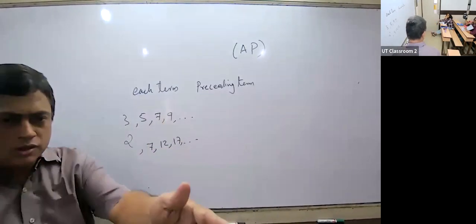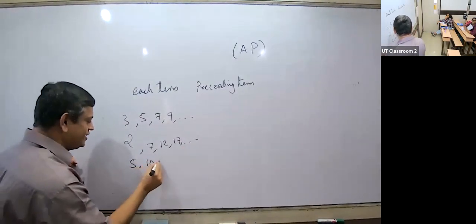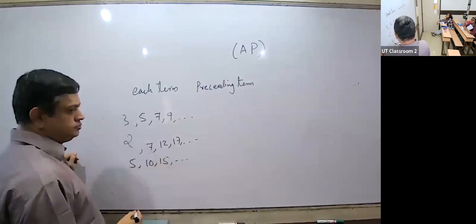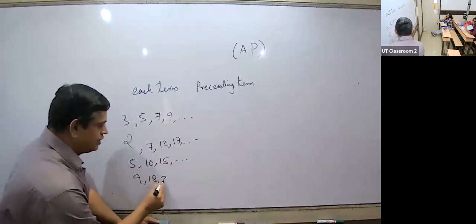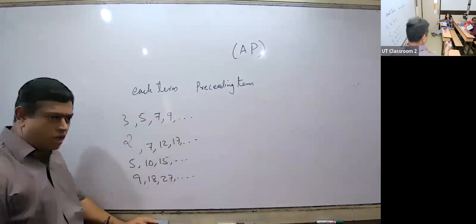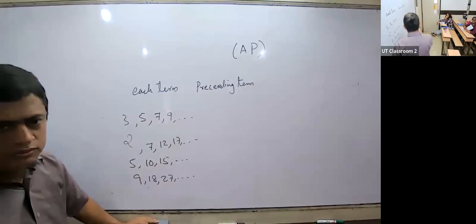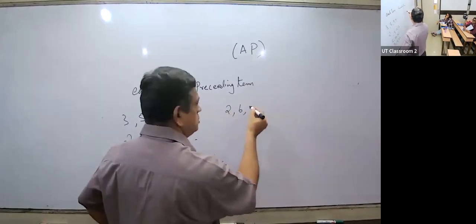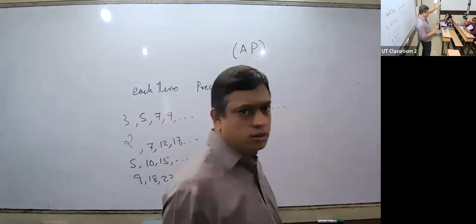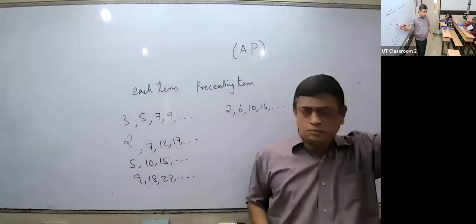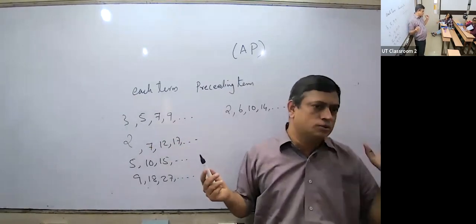Yes, can you give an example? 5, 10, so adding 5. Okay, 5, 10, 15, etc. Can you give an example? 9, 18. That is an AP, adding 9. You tell one. 2, 6, 10. One more. Okay now, all of you followed? So these all are APs. Why are they AP? Each term is obtained by adding a fixed number with the preceding term.